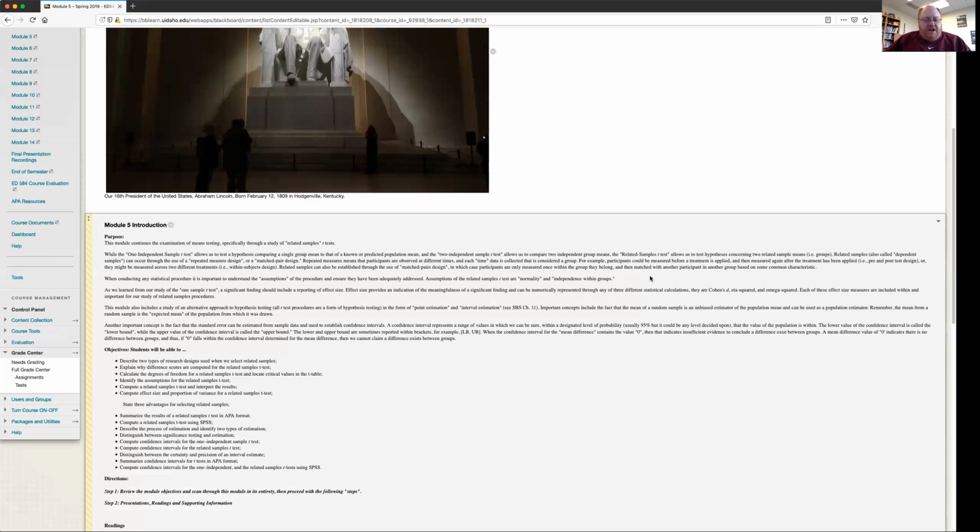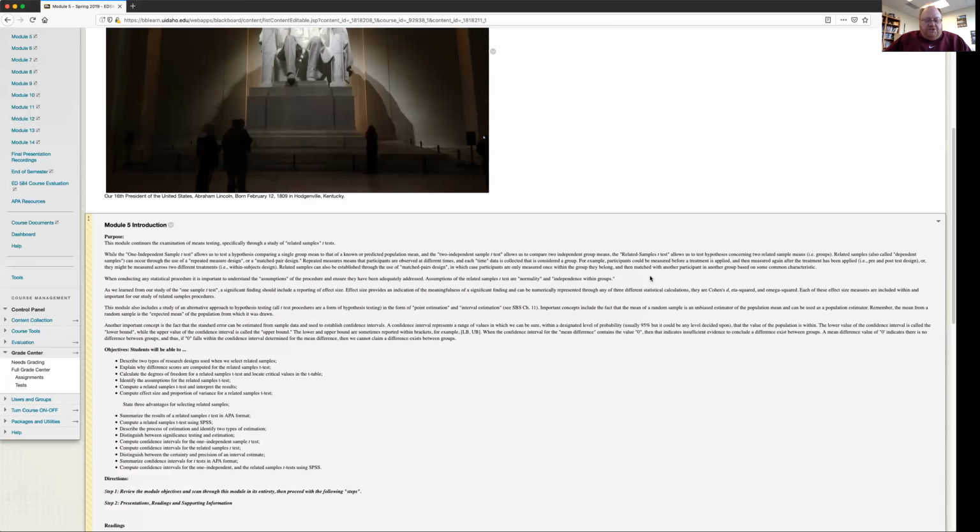As we learned from our study of the one sample t-test, a significant finding should include a reporting of effect size. Effect size provides an indication of the meaningfulness of a significant finding and can be numerically represented through any of the three different statistical calculations. They are the Cohen's d, eta squared, and omega squared. Each of these effect size measures are included within and important for our study of related samples procedures.